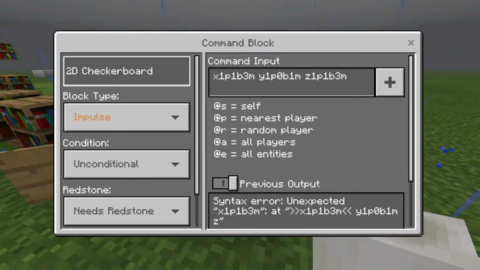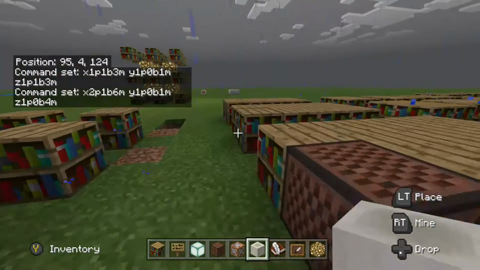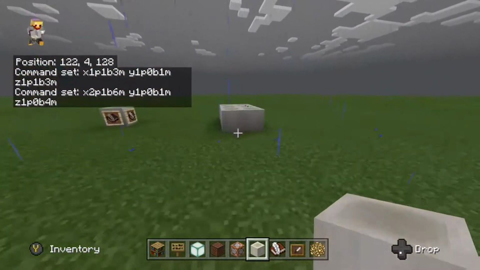But it's okay, because this isn't how you write down the commands anyways. And I also did this for this one as well. I also wanted to show off this real quick.